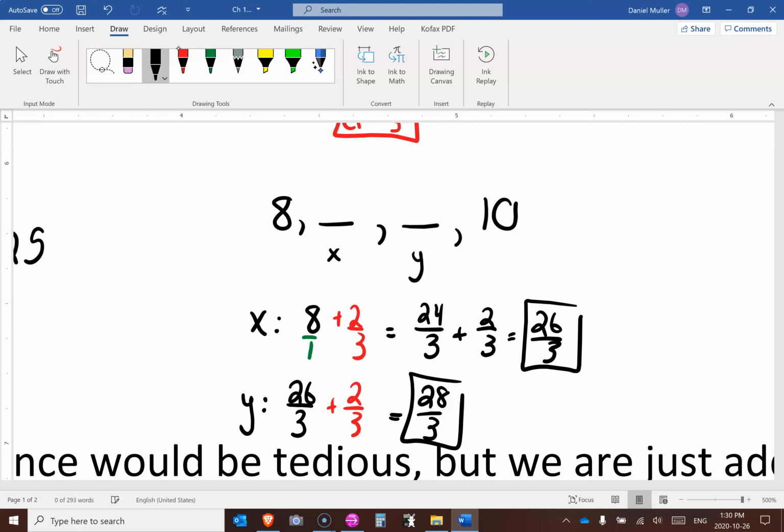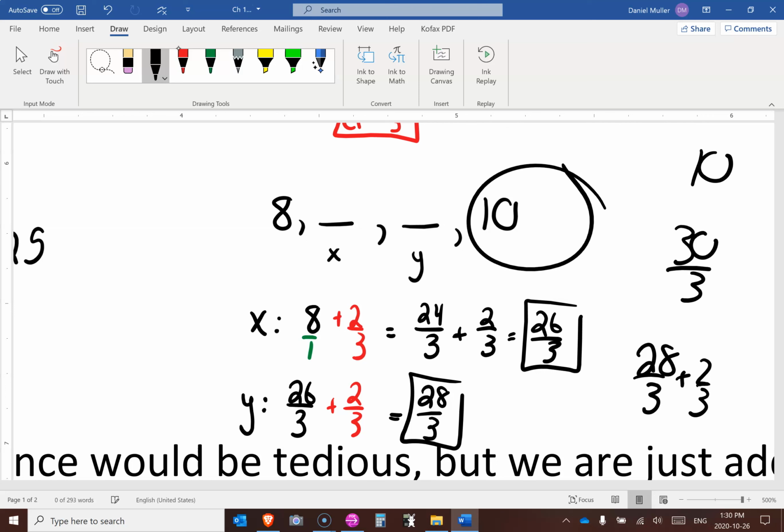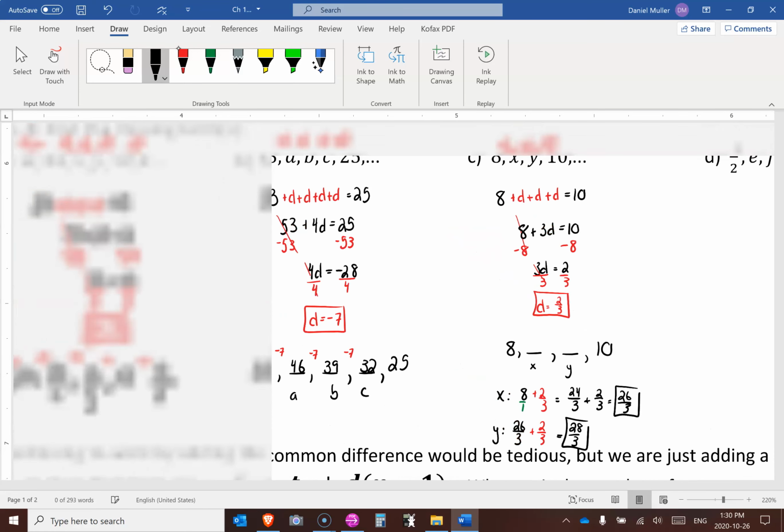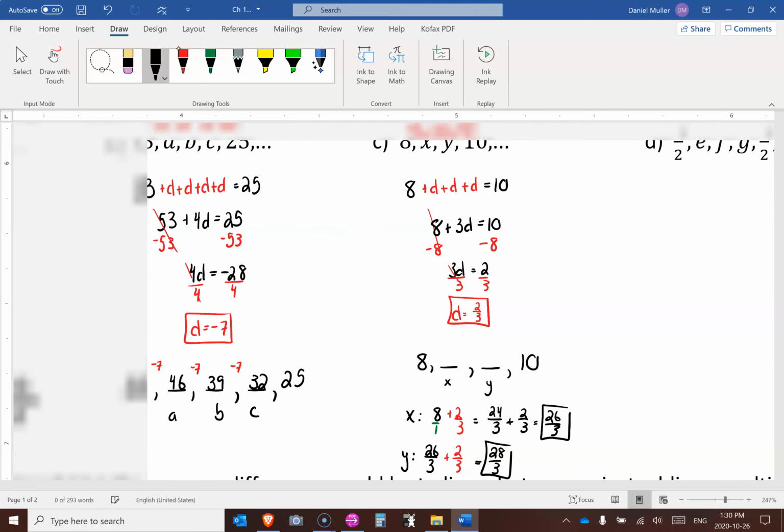And if I add 2/3 to that, just out of curiosity, 28 plus 2 is 30 over 3. 30 over 3 is 10. Sure enough, my last term is 10. Okay, so those are my two terms, 26 over 3 and 28 over 3. Maybe not as intuitive, it wasn't a nice whole number, but it was done in exactly the same way, just with some fractions.